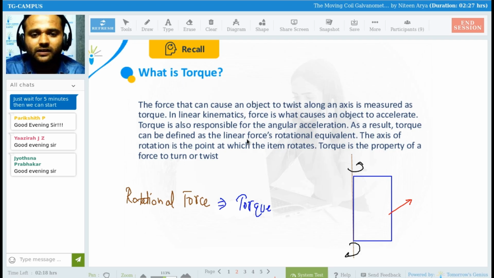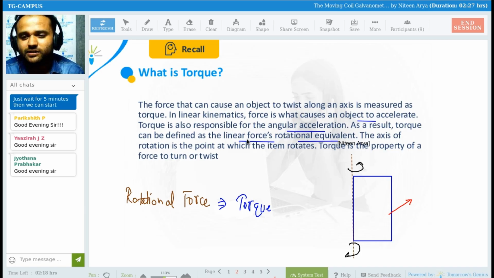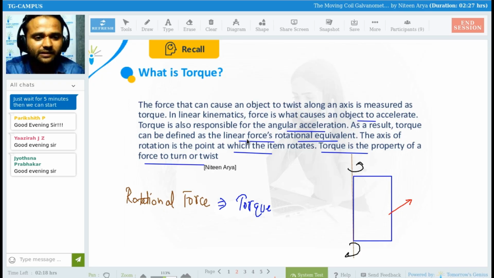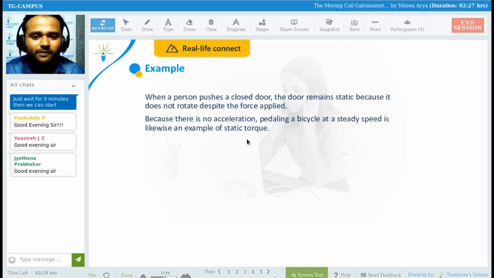Is this clear? In linear kinematics, force is what causes an object to accelerate. Torque is also responsible for angular acceleration. As a result, torque can be defined as the rotational equivalent of linear force, or you can say directly rotational force. The axis of rotation is the point about which the item rotates. Torque is the property of a force to turn or twist. As simple as that, nothing more than that. Clear, everyone? Okay, moving ahead.